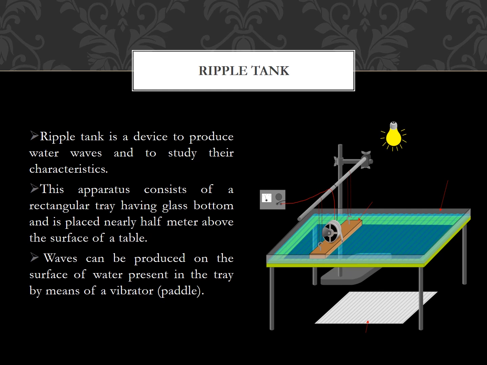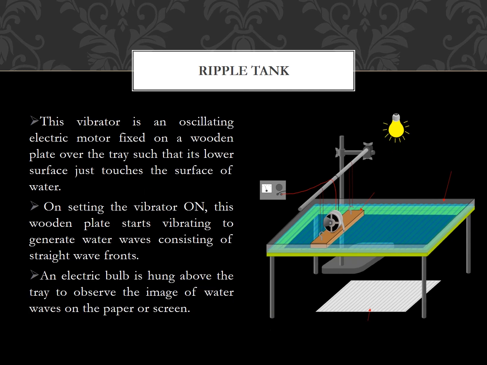Waves can be produced on the surface of the water present in the tray by means of a vibrator, which, as you clearly see, is connected with the power supply. This vibrator is an oscillating electric motor fixed on a wooden plate over the tray. When we lower it to the surface of the water and set the vibrator on, the wooden plate starts to vibrate and starts generating water waves on the surface of the water. The waves generated are straight water waves, so we can see the wave pattern on the screen.